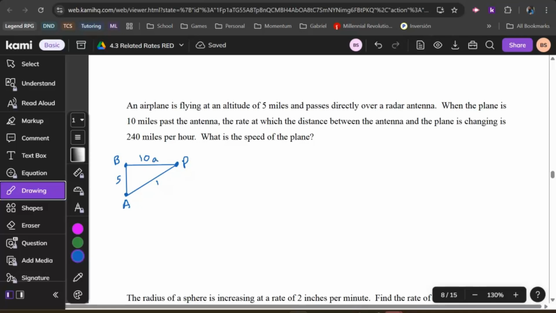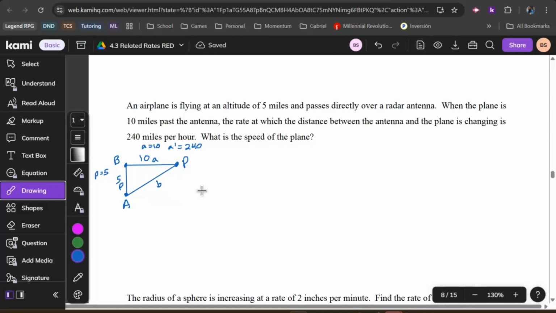This is side A, this is side B, this is side P, because we always label them with the opposite, right? So lowercase of the opposite vertex. Now, if we look at this, we know that P is 5, and we know that it's not changing, it's a constant. P prime is not going to change, it's not going up and down. Now over here, on the other hand, A is going to be 10 and A prime is 240 because it tells us it's going 240 miles per hour.